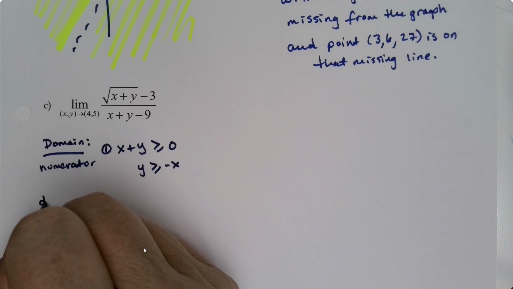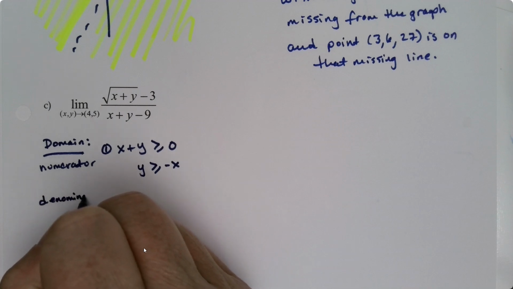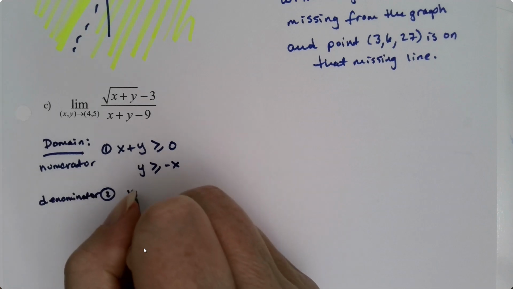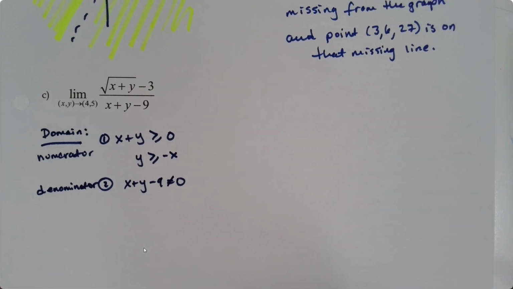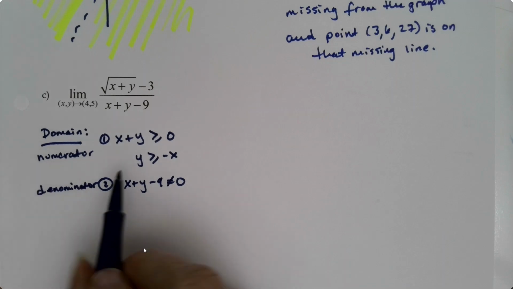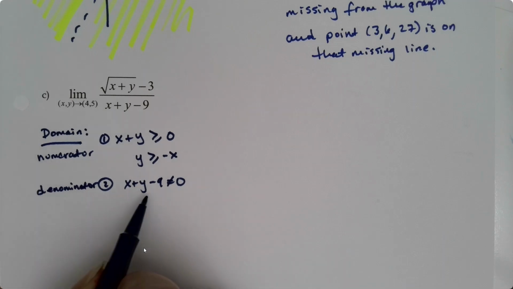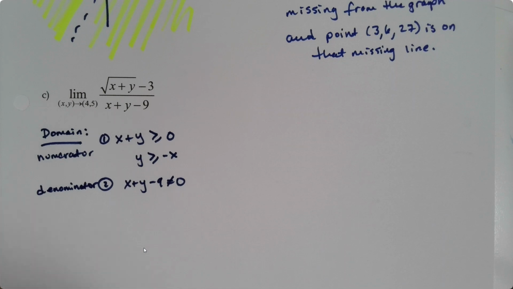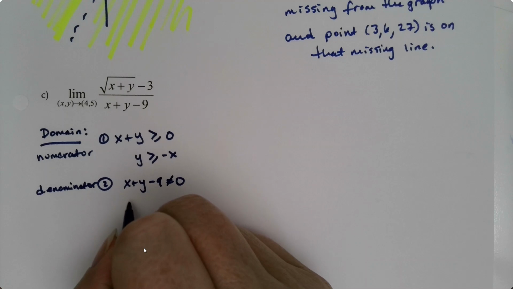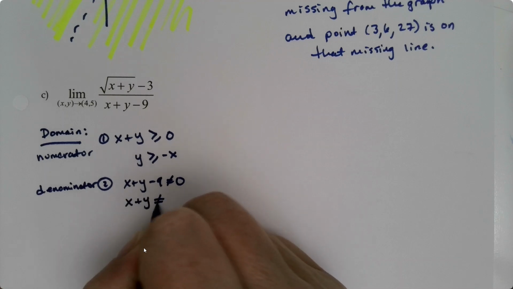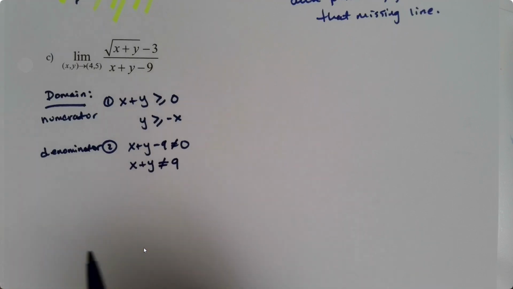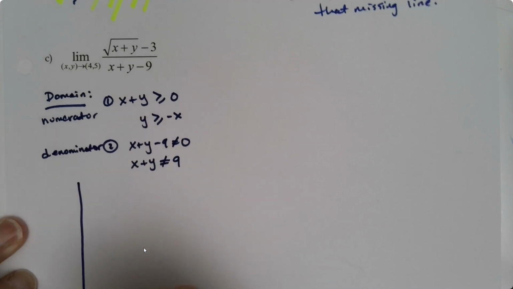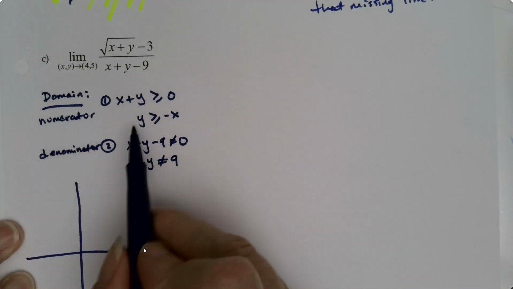Now part number two comes from the denominator, which is that x plus y minus 9 cannot be equal to 0, right? Because we can't divide by 0. So square roots have to be positive. Logarithms also have to be positive as well. And denominators have to be not 0. Right? These are classic things we learned in algebra. So this would mean x plus y cannot be 9. Okay, so that's a diagonal line, right? Let's draw this. Okay, so y equals negative x is a solid line.